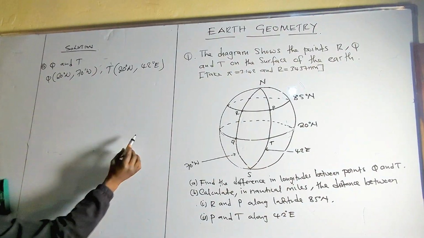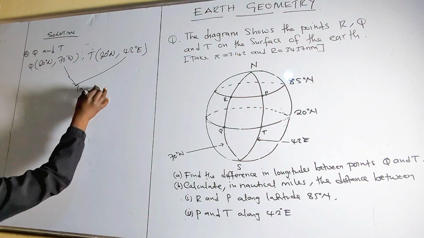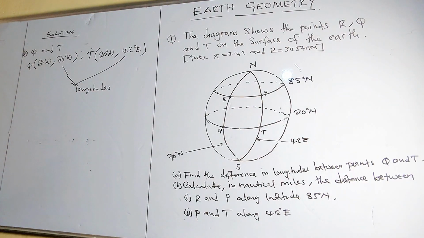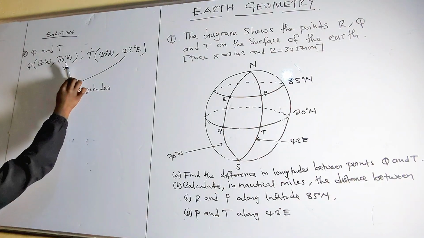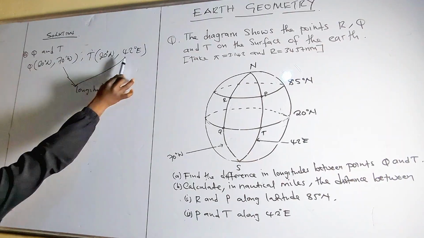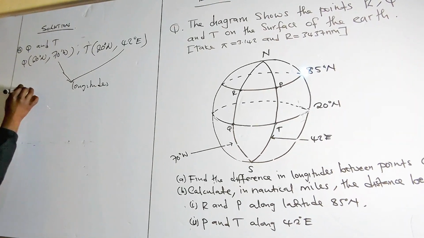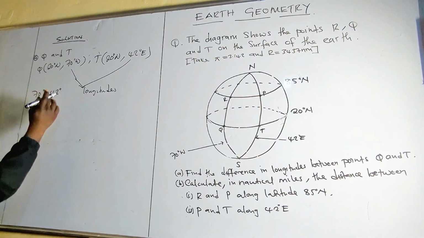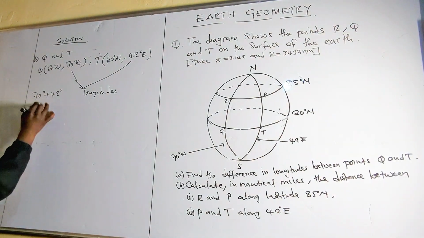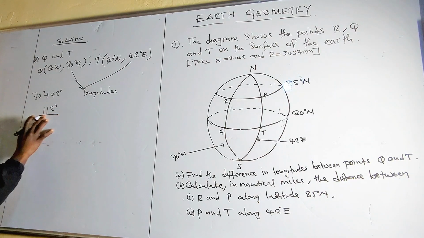To find the difference in the longitudes, these are what we call longitudes. So how do you find the difference? If the two longitudes are standing on different hemispheres, this is west, this is east, so these are two different hemispheres. If they're standing on different hemispheres, we are just simply going to say it's 70 degrees plus 42 degrees. So we add to find the difference if they're standing on different hemispheres. What is this plus that? That is just simply some 112 degrees. So this is how you find the difference.